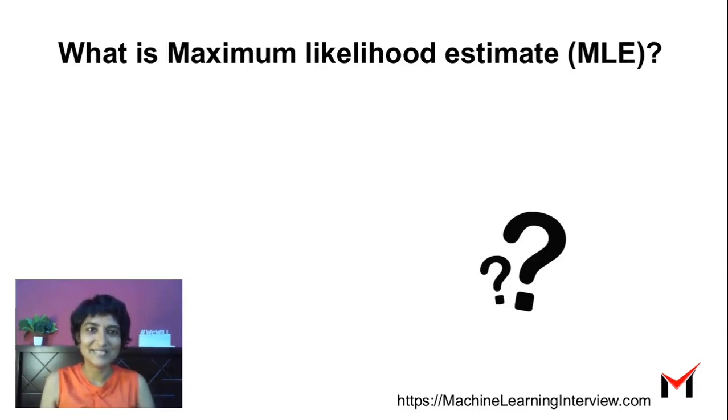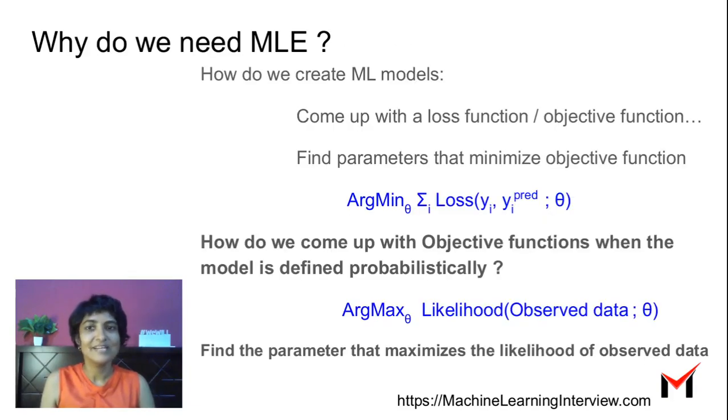What is the maximum likelihood estimate? Let's see. So how do we create machine learning models? Let's take a model like an SVM or a linear regression model. So we first come up with a loss function which defines how our predicted values deviate from the actual values, and then we find those parameters of the model that minimize this objective function.